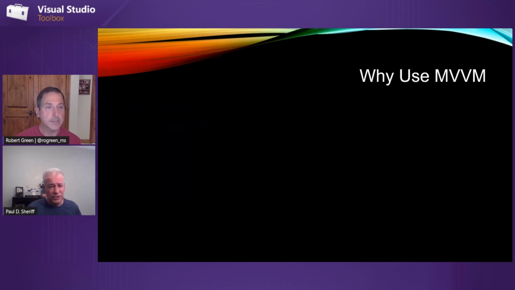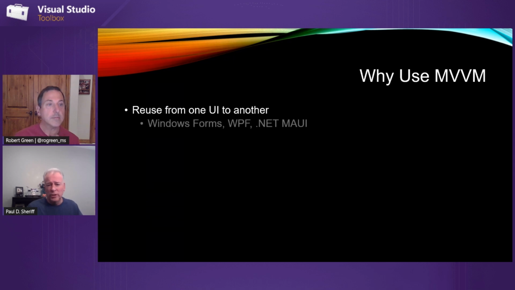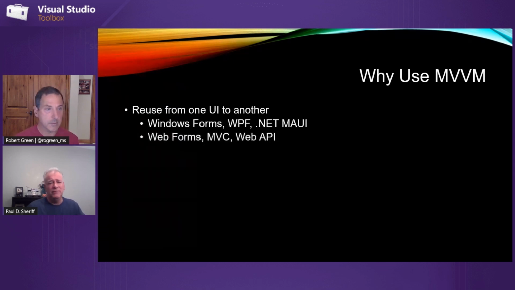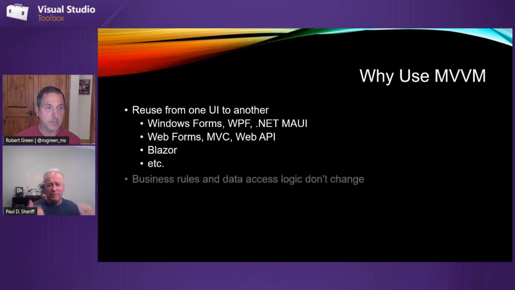Cool. So obviously, why do we do this? Well, as we just said, reusing these views and models and everything from one UI to another. So Windows Forms, WPF, .NET MAUI, Web Forms, MVC, Web API, Blazor, whatever Microsoft comes up with in the future. In fact, I have view models and assemblies that I wrote literally 20 years ago that still work today because I designed them this way. Right? So it doesn't matter what Microsoft comes up with as far as the UI part. My classes, the data itself, that doesn't change, right?